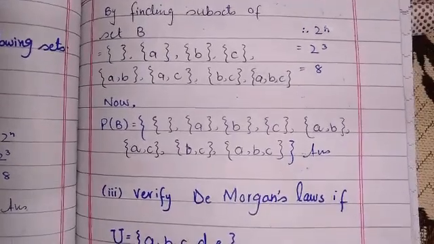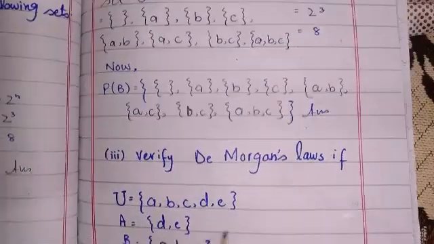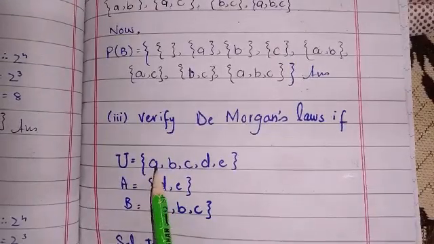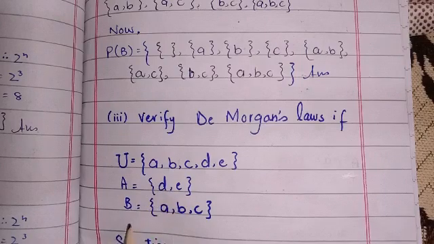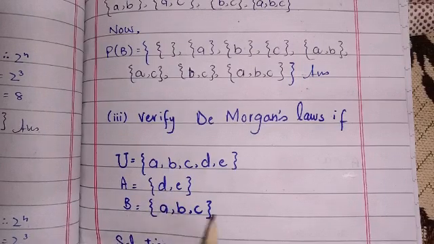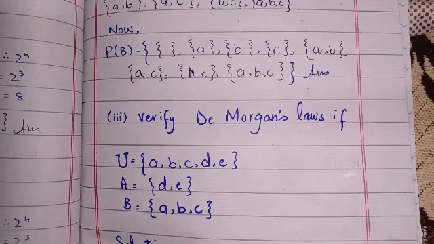This is our solution. Now students, our third part is to verify De Morgan's law. If the universal set is equal to the set having elements A, B, C, D, E, and in set A we have elements D, E, and in set B we have elements A, B, C. Let's move towards our solution.